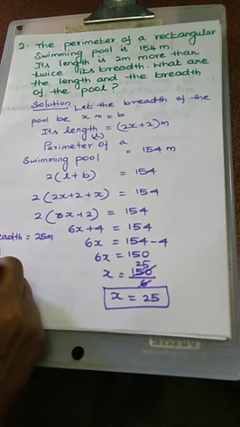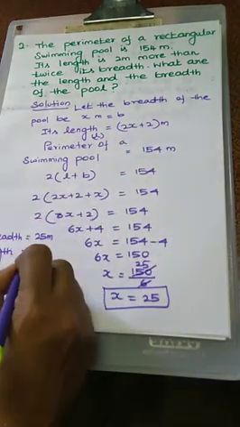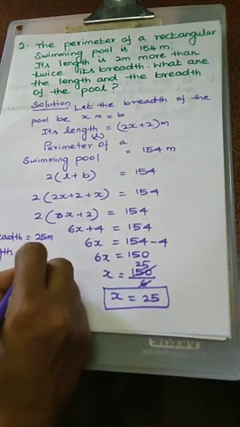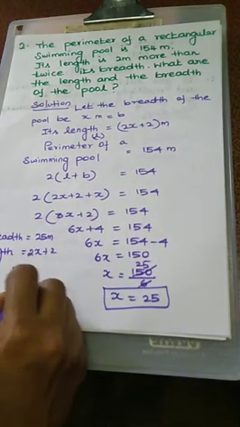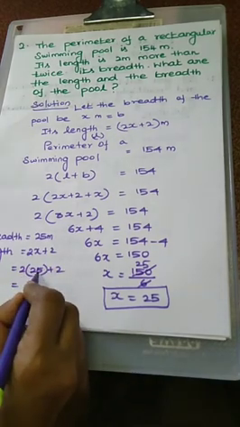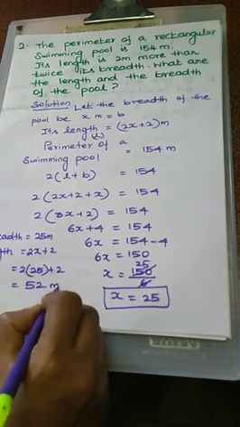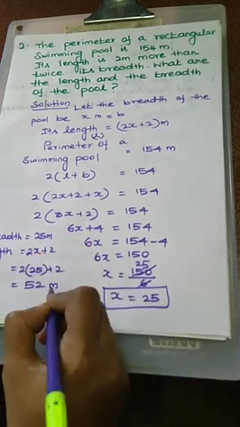Okay. What about the length? Actually, we imagine the length value is 2x plus 2. Apply the value. 2x plus 2 only, no. So, 2 of x value is 25, plus 2. 2 into 25, what is the value? 50. 50 plus 2, 52. So, length is equal to 52 meter, breadth is equal to 25 meter.